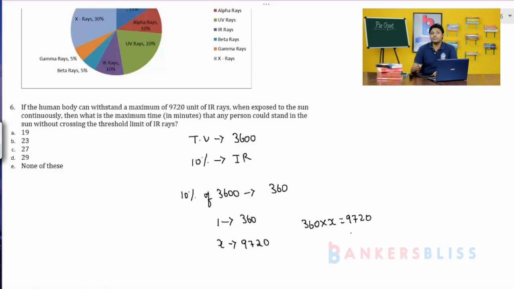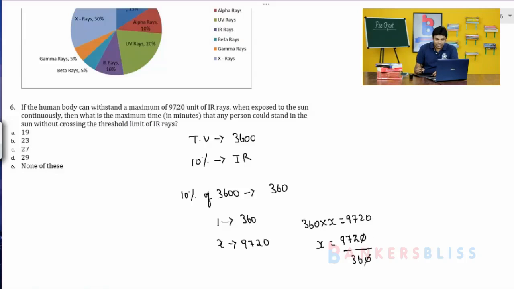Very simple. Few people will do it directly, that is 9720 by 360. You people also can do like that. Just for the explanation's sake, I am telling in detail. So, x is equal to 9720 by 360. So, you simplify. So, 36 you got, in the numerator you have 972.